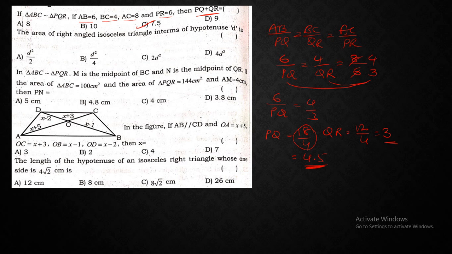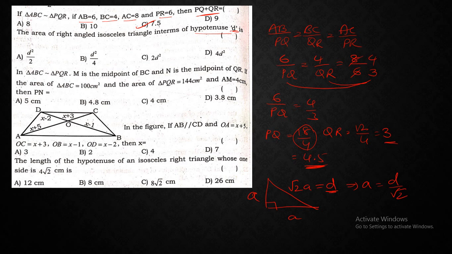Next, area of right angled isosceles triangle in terms of hypotenuse D. So what he has given? Suppose this is my right angle triangle. Let us consider these sides as A and A. Then this is root 2 times A. But what he has given? Hypotenuse is equal to D. So from this what I can say? These side lengths are nothing but A is equal to D by root 2.